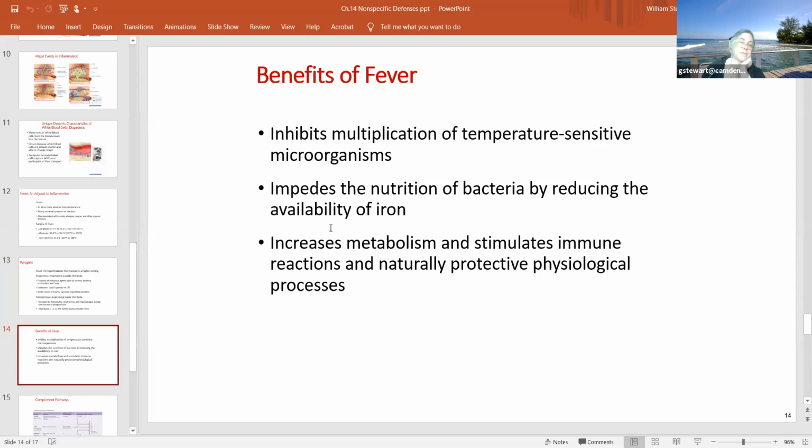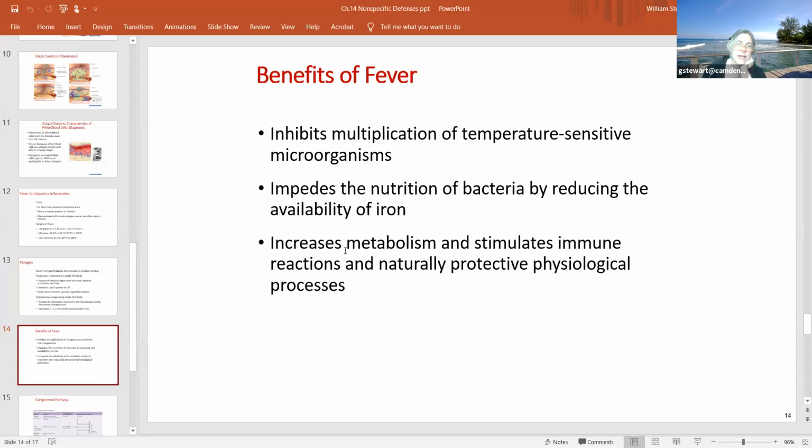Benefits of fever, again, I put them in your handout as well. Some organisms are very temperature sensitive, and so even a slight change in the host temperature will actually kill or inhibit these organisms. Most bacteria scavenge iron from our bloodstream, and it's necessary for their nutrition. And when you have a fever, that iron is reabsorbed by our bodies, which makes it more difficult for the bacteria to get the iron they need.